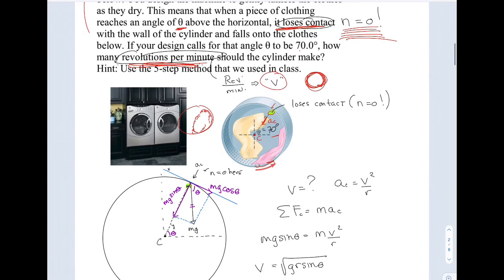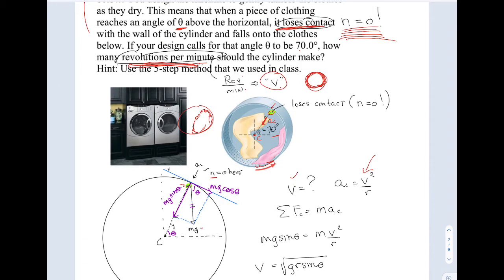Okay, so I want to find v, and v in these chapters is wrapped up into Newton's second law. So that means it's a Newton's second law problem. I have my picture, and I'm drawing the forces on the sock. That's my little green sock. Here's where it loses contact, so the only force that acts on it is its weight, mg.